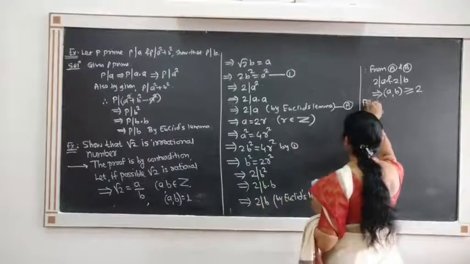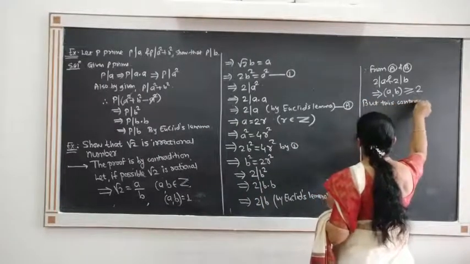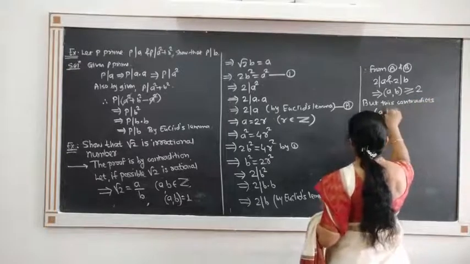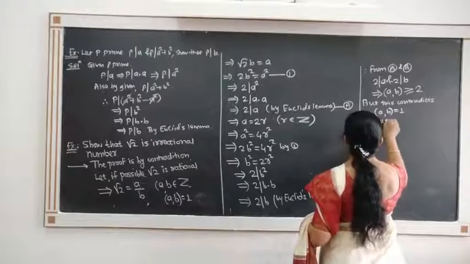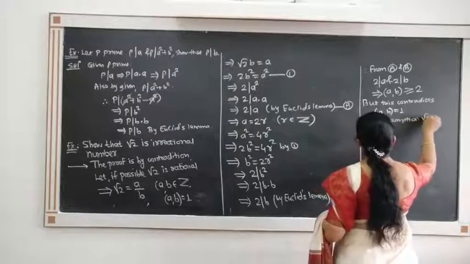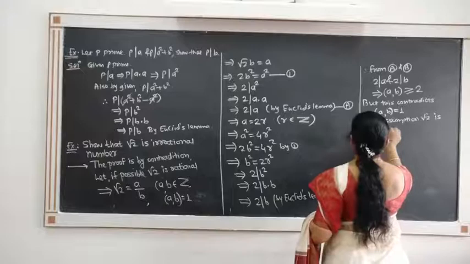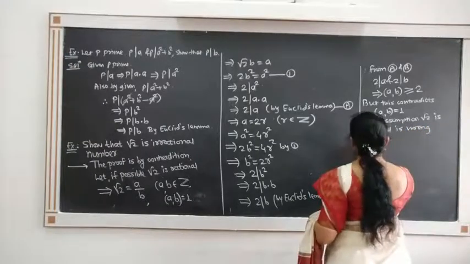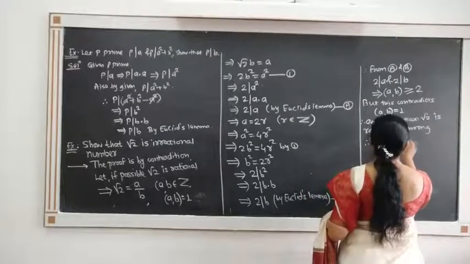So our assumption that root 2 is rational is wrong. But this contradicts that GCD of a and b is equal to 1. Therefore, our assumption that root 2 is rational is wrong. Hence, root 2 is an irrational number.